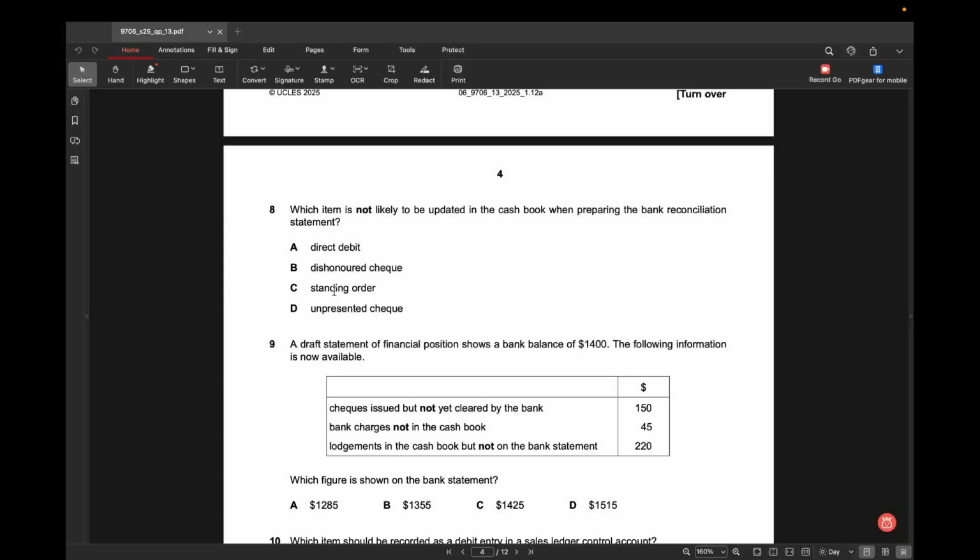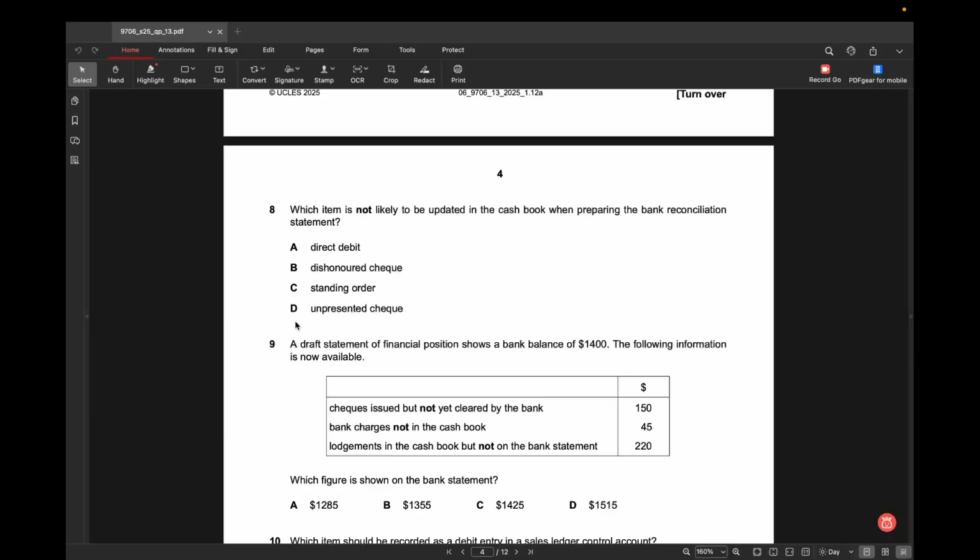Number C, standing order. Here we give instruction to the bank that on this particular day, pay this much on my behalf. Okay, so the only difference between the direct debit and standing order is that the direct debit amount can vary. But in a standing order the amount is a fixed amount. Like every month you need to pay insurance for the company, so the insurance amount remains the same every month.